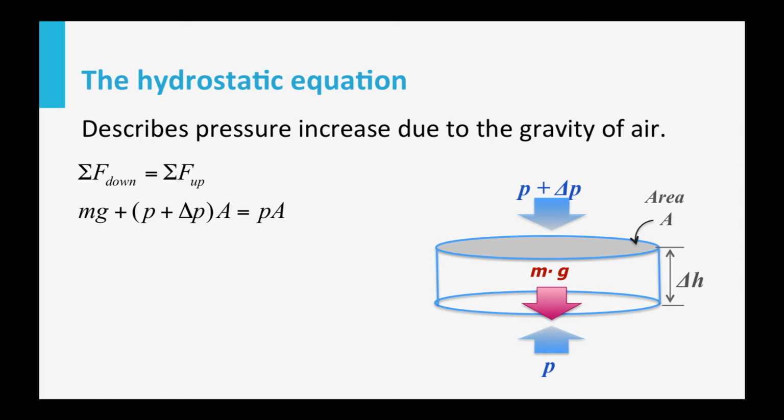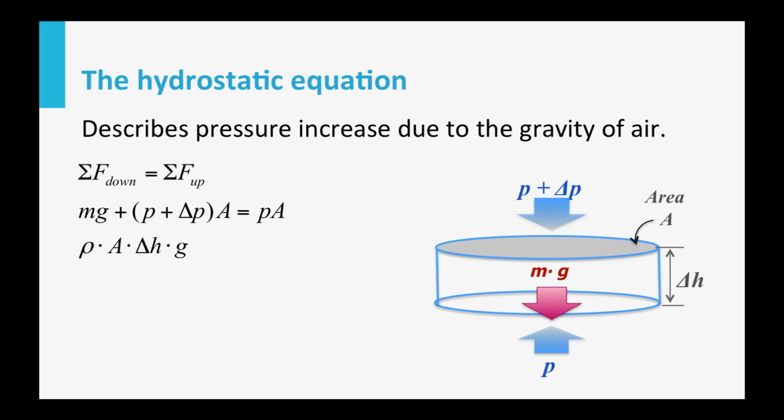Let's look a bit closer at what these different forces are. Mass times g. Well, we know what the mass is. The mass is basically the density times the volume. So we can replace m by the density times the area times the altitude of the disk. The area times the altitude of the disk is the volume of the disk. Multiply this by g, and we have a different expression for the force of gravity.